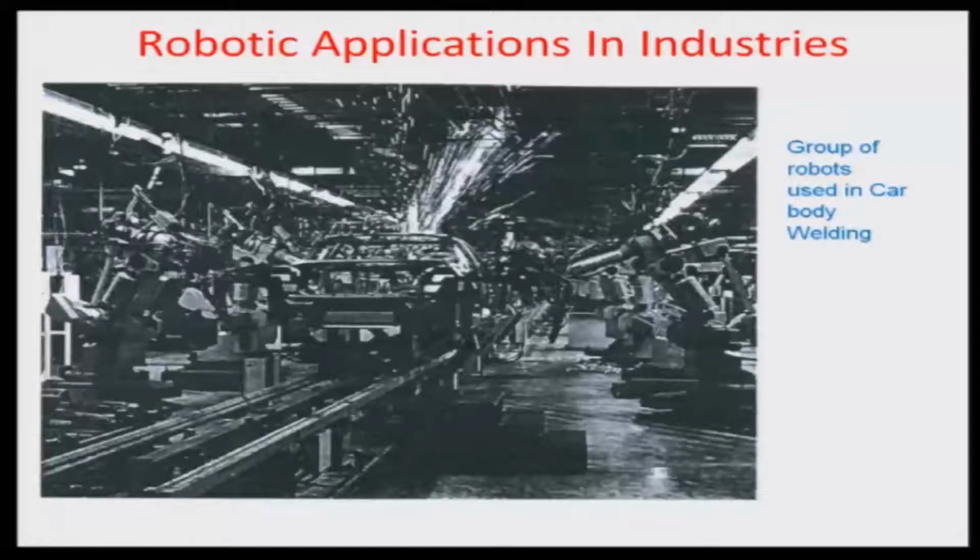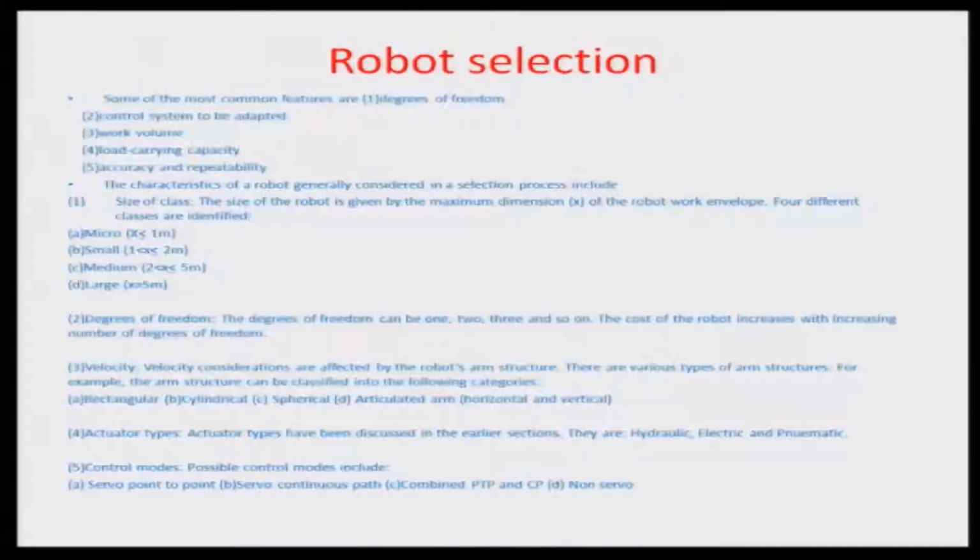So, what are the prime considerations in selection of a robot? Let us briefly look at one or two of the main guidelines used for selecting robotic systems for certain processes. The most important features when we select a particular robot for a certain situation are, number 1, degrees of freedom. What is needed in terms of its motion sequence, the control system that has to be adapted, and the work volume that it has to cater to.